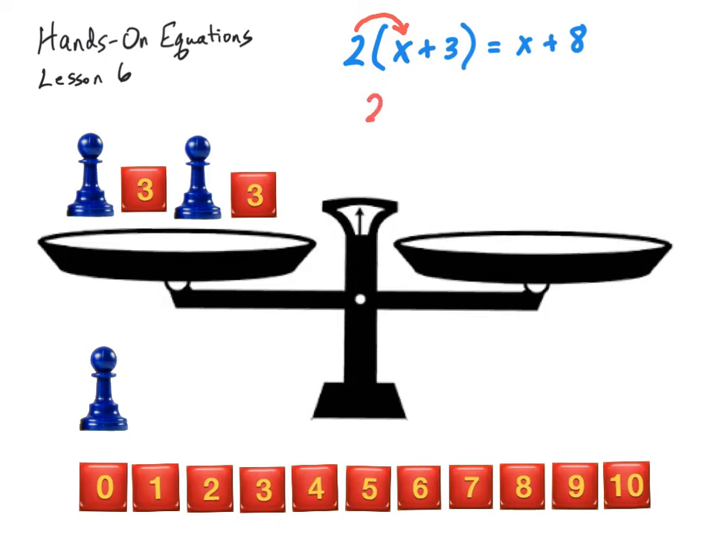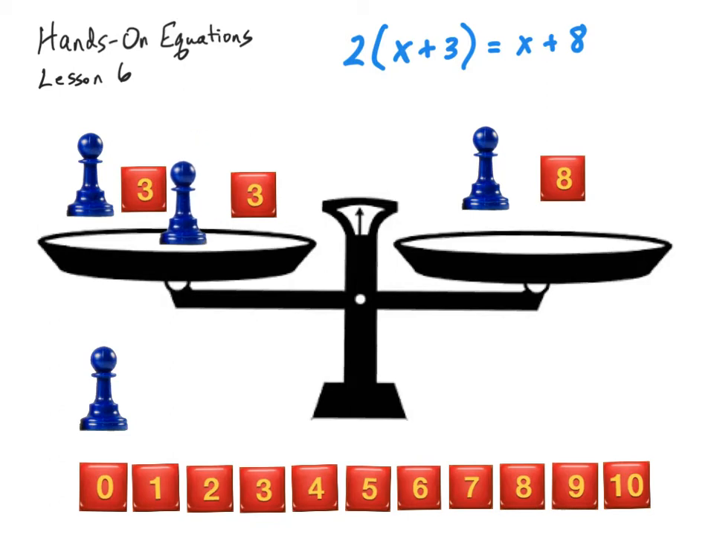So we would have 2 x-men, or 2 x's, and 2 3's. 2 3's has a value of 6. And if you look at what we set up, we have 2 x's and 2 3's, or 2x plus 6. The right side is just x plus 8. And now that we have our equation set up, we can go ahead and use the rules that we already know to solve it. So I'm going to take away an x-man from both sides.